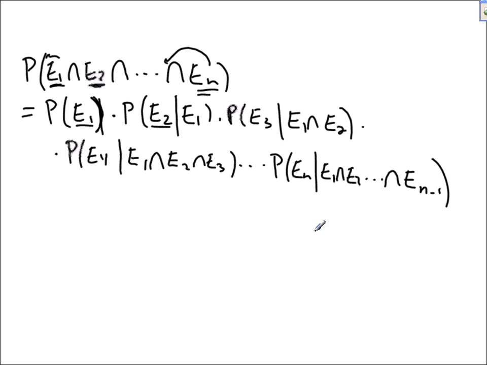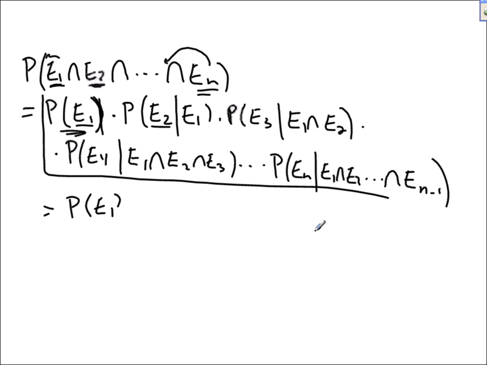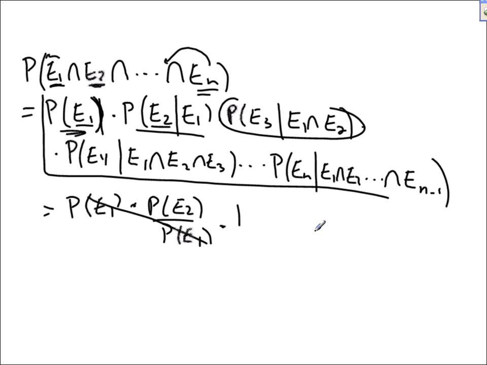And you can easily prove this because, well, let's just work with this. This is equal to P of E1, times this, which is P of E sub 2 over P of E1. And that cancels. Times this, that's the probability of E sub 3, divided by the probability of E1 intersect E2.